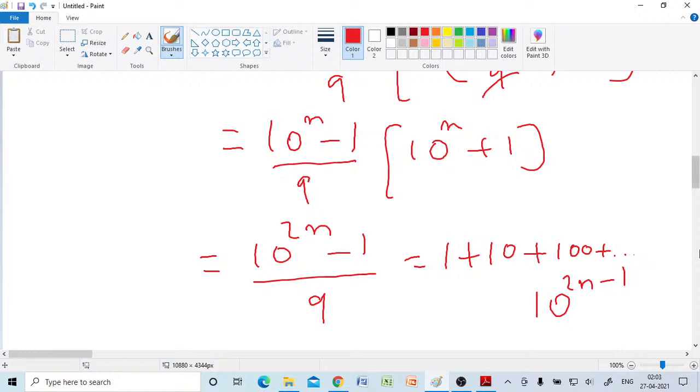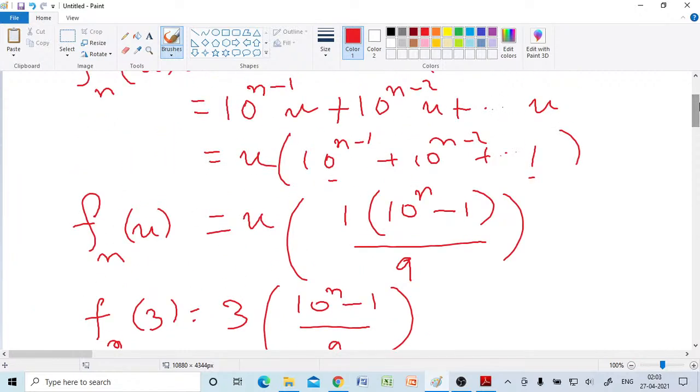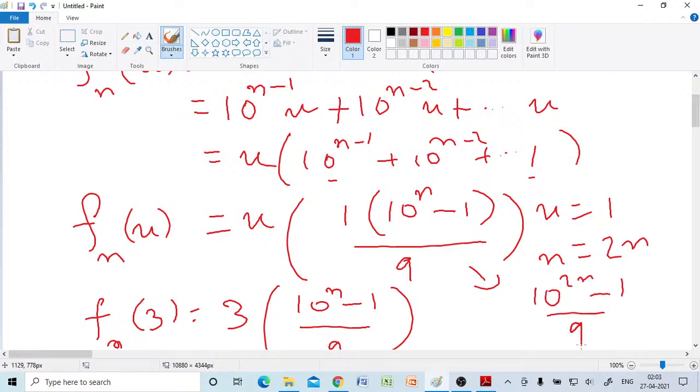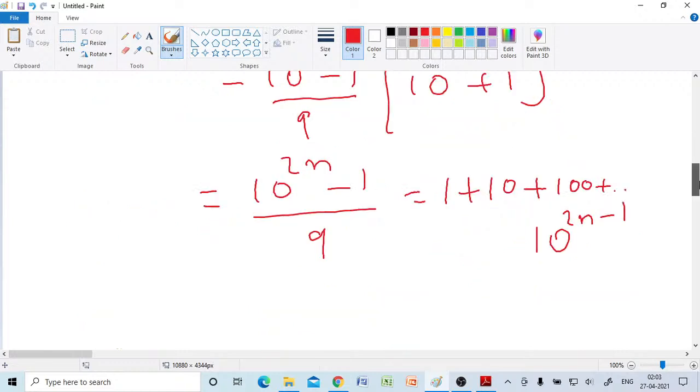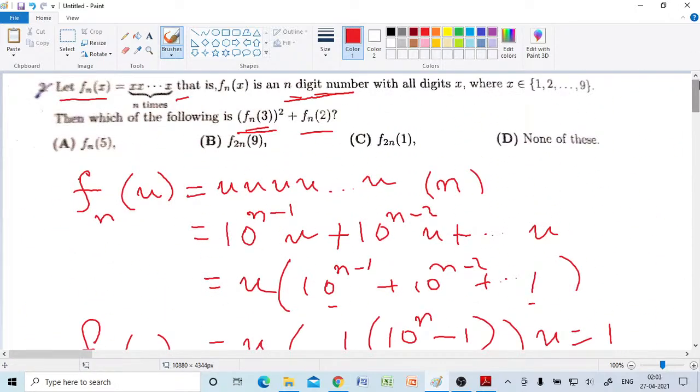So what is this? Note that we have defined f_n(x) as this thing. If we plug in x equals 1 and n equals 2n, what do we get? We get 10 to the power of 2n minus 1 over 9. And that's it. We have our expression. This is basically the same expression. So this is nothing but f_2n(1). So the correct answer is C.